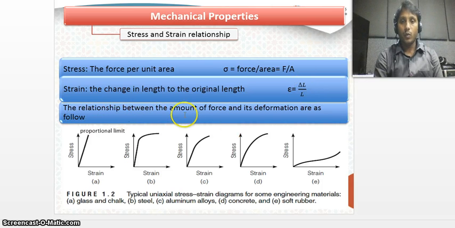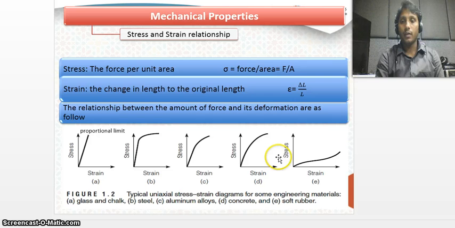The relationship between the amount of force and its deformation is as follows. Here we have different stress and strain graphs for each material, for example glass and chalk. If the strain increases, the stress increases gradually. For another material, if strain increases, stress will increase up to a certain limit, then it becomes less. So here we see how each material reacts with load. This is the stress and strain relationship.